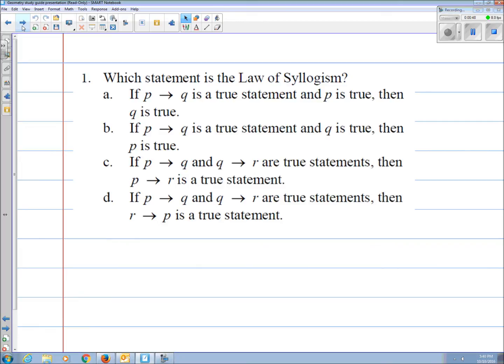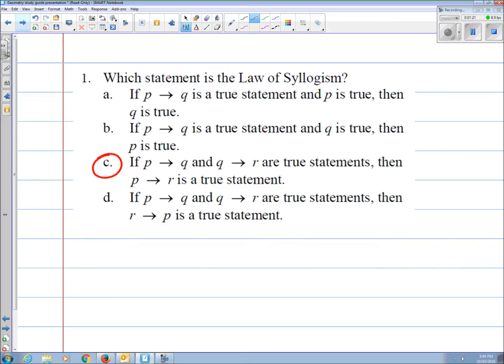So, number one on our study guide, which statement is the law of syllogism? The law of syllogism kind of has two parts. It reminds me of the transitive property of equality or of congruence. If P then Q is true, and Q then R is true, then you can skip the middle part. You can skip the Q part in the middle and go straight from P to R. So our correct statement is C.